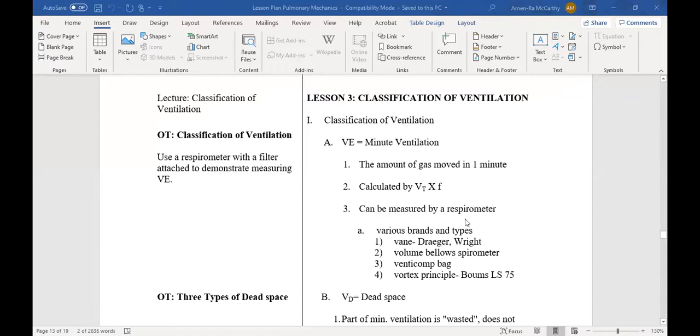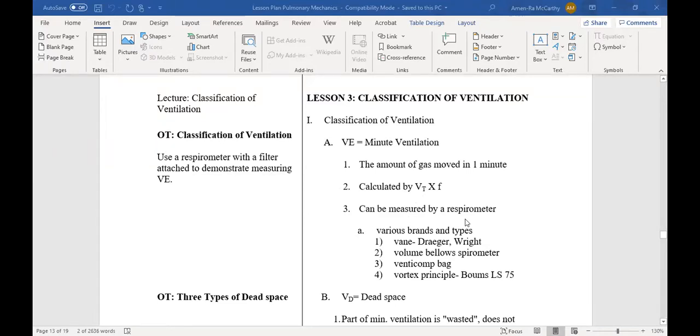This respirometer, the Wright's, they've got the volume bellows, a Venti comp bag, the Draeger, but the main one you're going to see is the Wright's respirometer, and this one actually is a MetaShield, but the Wright's respirometer is what we use to measure minute ventilation.